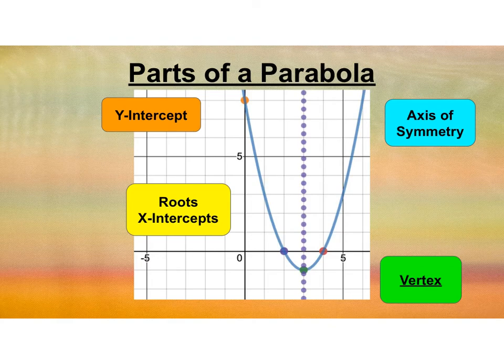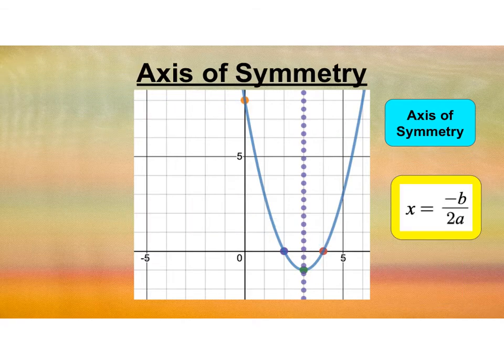Let's talk about the parts of a parabola. So the y-intercept is where it crosses the y-axis. The roots, which is the same thing as the x-intercept, is where it crosses the x-axis. The axis of symmetry is this dotted line. I'm hoping you've noticed the symmetry now. What happens on the right happens on the left. They're going to grow in the same order. So we'll talk about that in just a minute. And then the vertex, that's the minimum in this case, or if it opens down, the maximum. So let's look closer to the axis of symmetry.